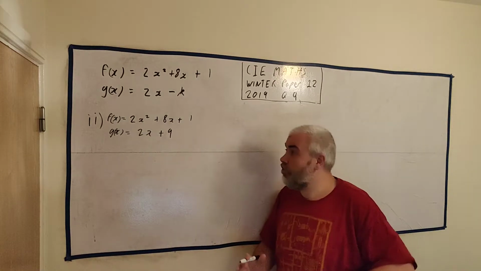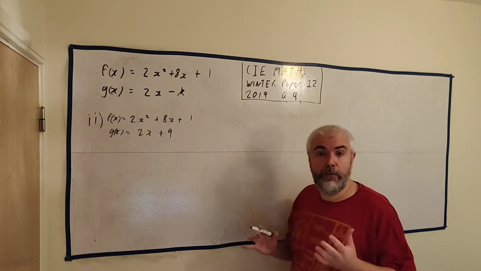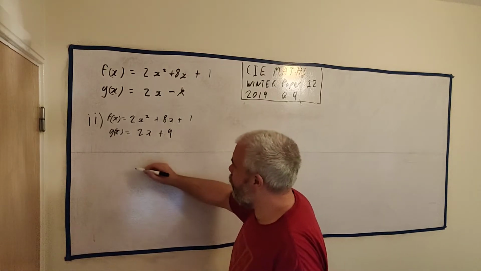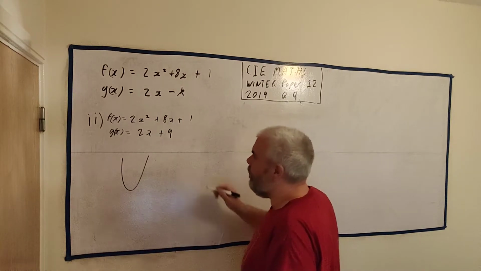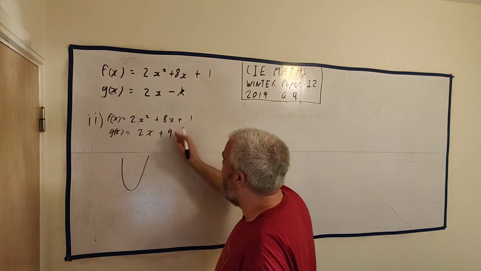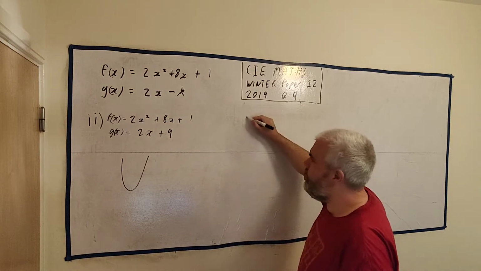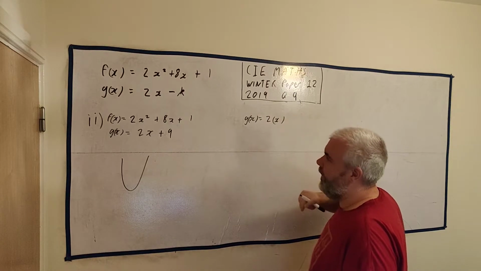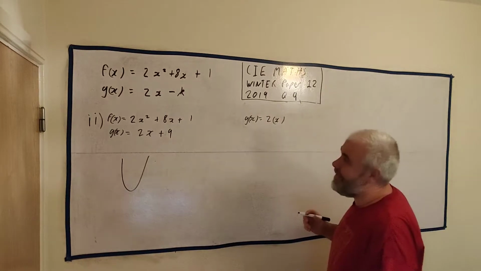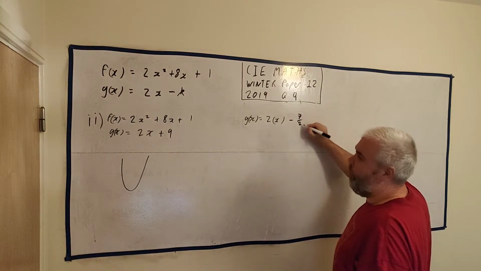So like I said, there's two ways to do this question. By far the easiest way is again to be able to draw it. So let's draw this again. Roughly this is this shape here, and we have 2x minus 9. Now how would I draw this? I'd go back to part 1. In part 1, g(x) was equal to 2x and k was 7 over 2. So that's minus 7 over 2.